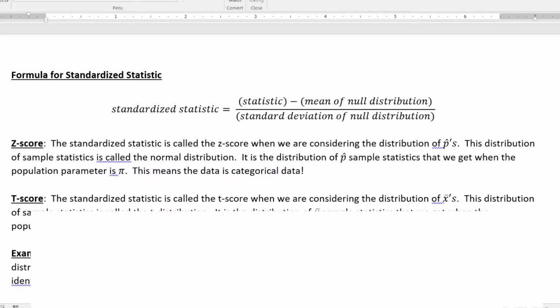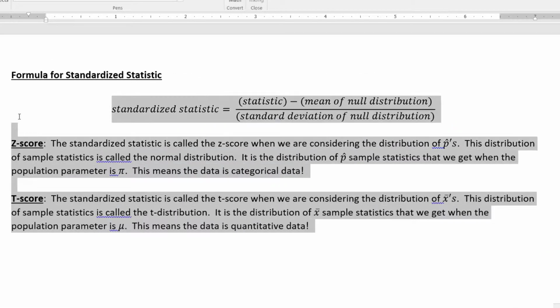Two last things. First of all, we do have a formula here for the standardized statistic. To calculate the value of a standardized statistic, you take your observed statistic and subtract the mean. That'll tell you the distance your statistic is away from the center. Then you divide by the standard deviation, and that will tell you how many standard deviations above or below the mean that it is. And we'll do that in some examples in the next videos.